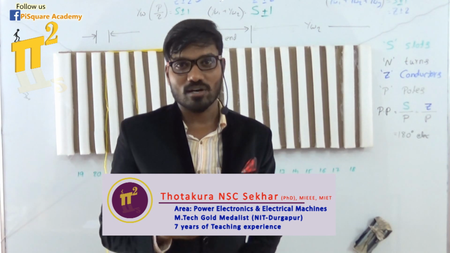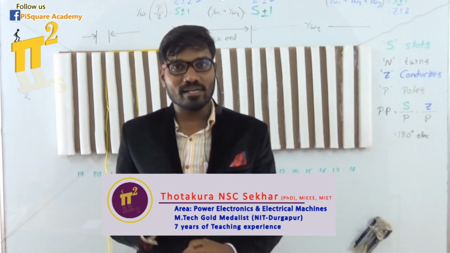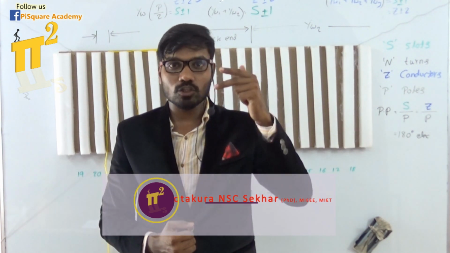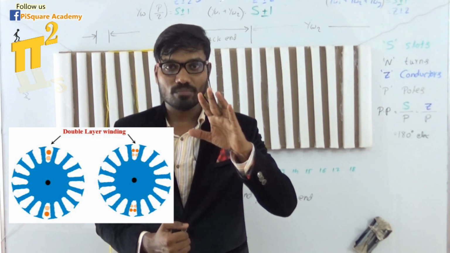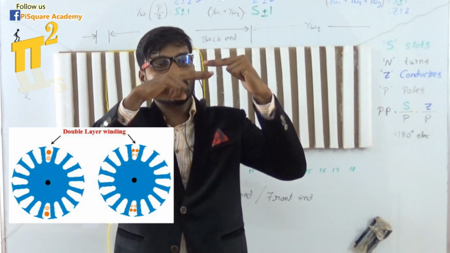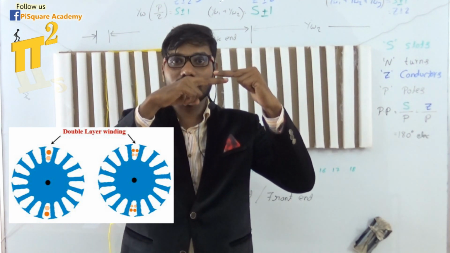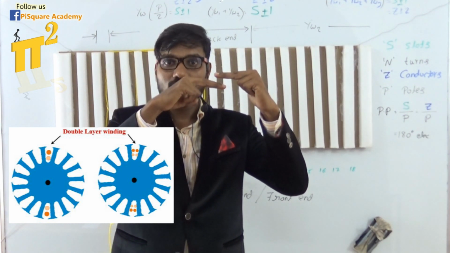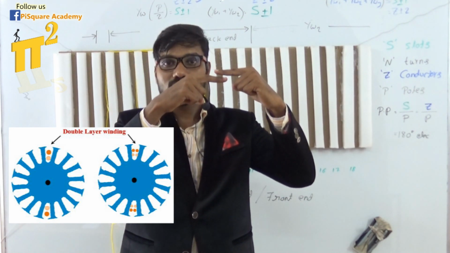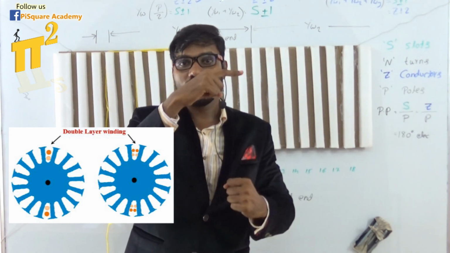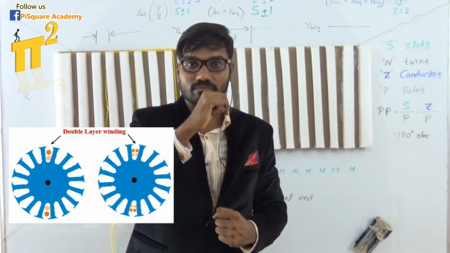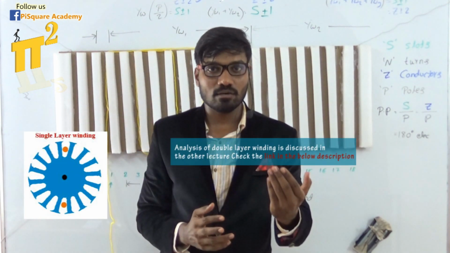What is single layer winding? What is double layer winding? Double layer winding means there are 2 layers. Don't think that each slot having 2 conductors is what makes it double layer. No. It's just 2 layers. Maybe 4 conductors, 2 on the upper layer and 2 on the bottom layer. That is also a double layer. Even 2 conductors, if they are placed in 2 layers, that is also a double layer. If only 1 conductor is there, or 2 conductors are placed side by side, that is single layer. I hope now you understand what is double layer and what is single layer.